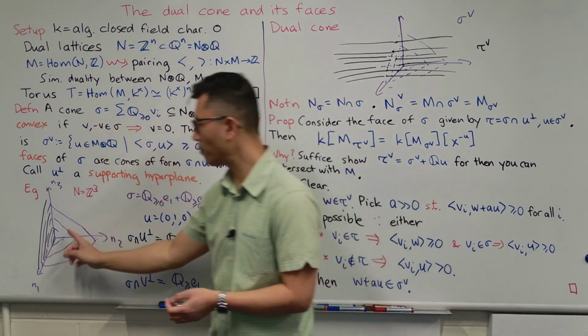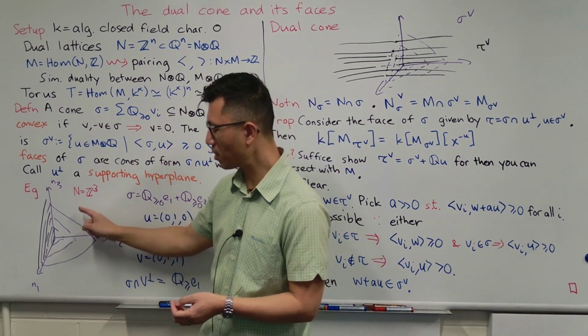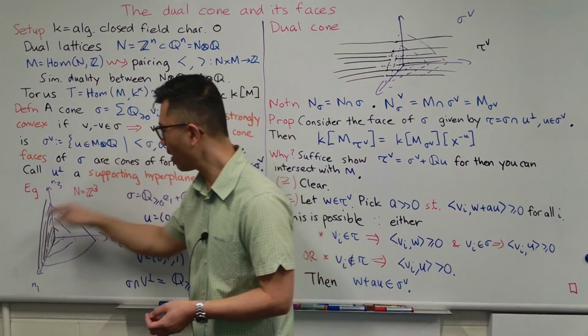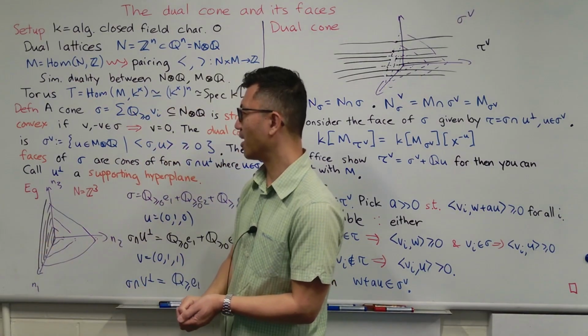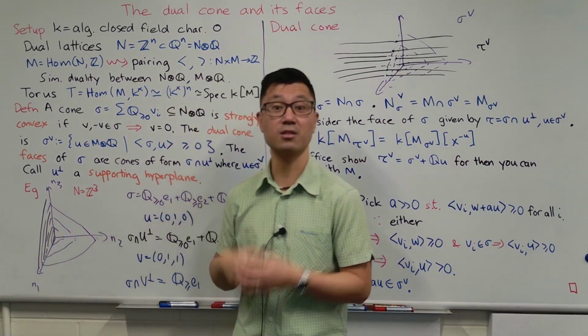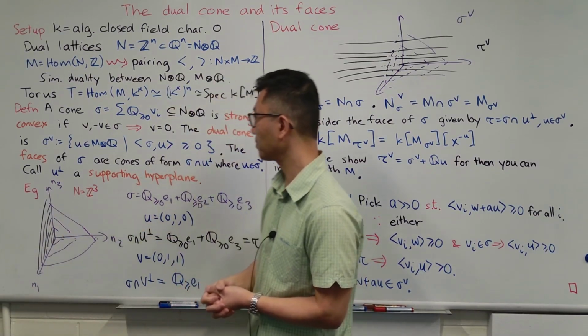Okay, if you take the negative of any vector in this positive octant, it will be in the negative octant. Okay, and the only time when both of them are inside here is, of course, when you're at 0. So it's also strongly convex.